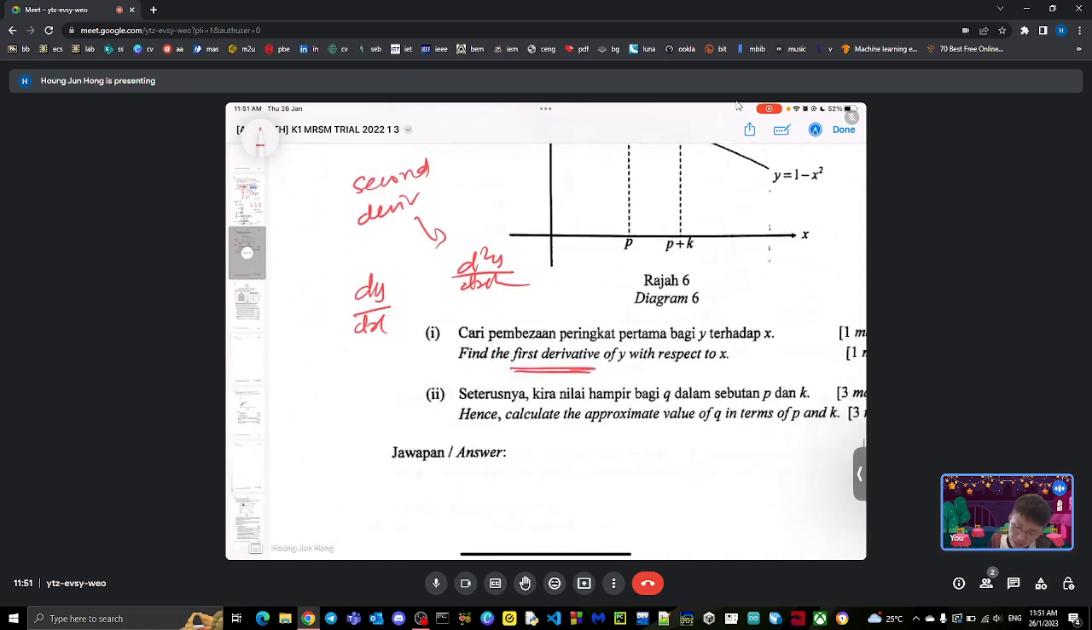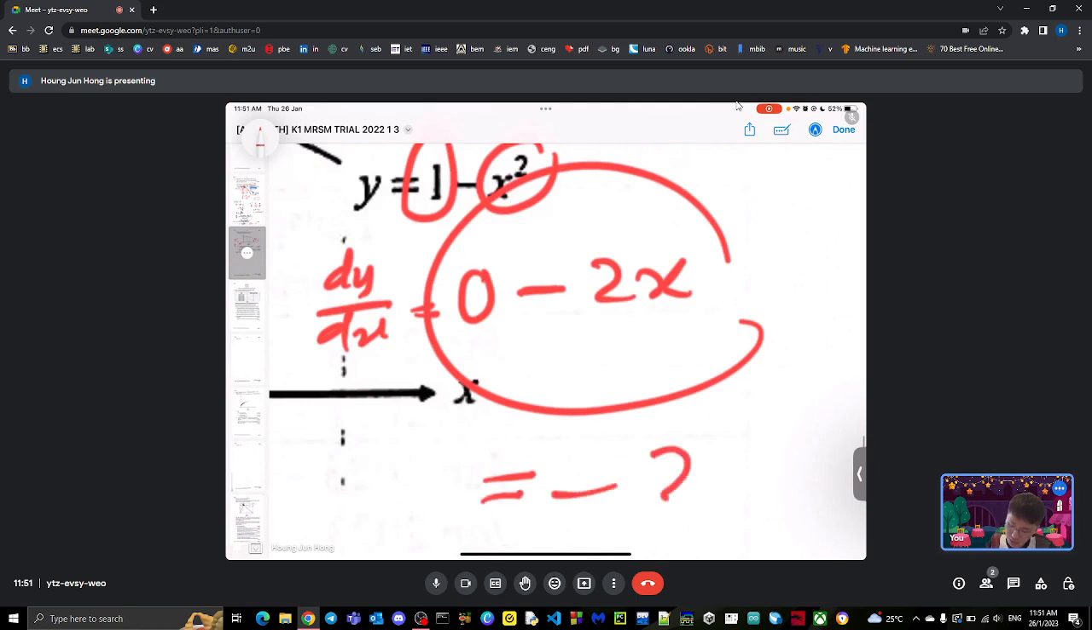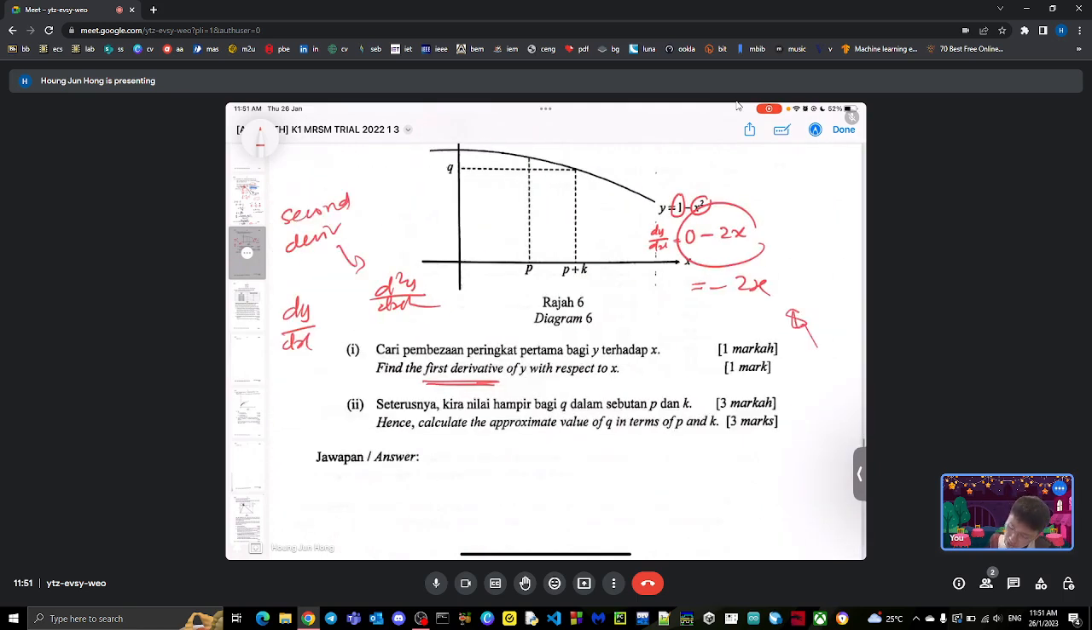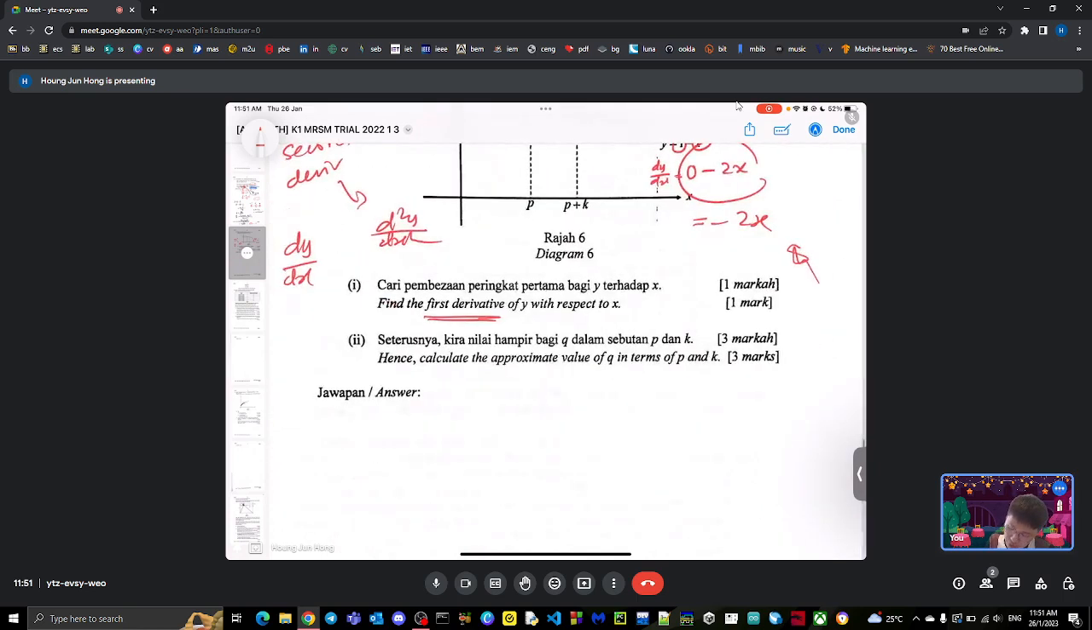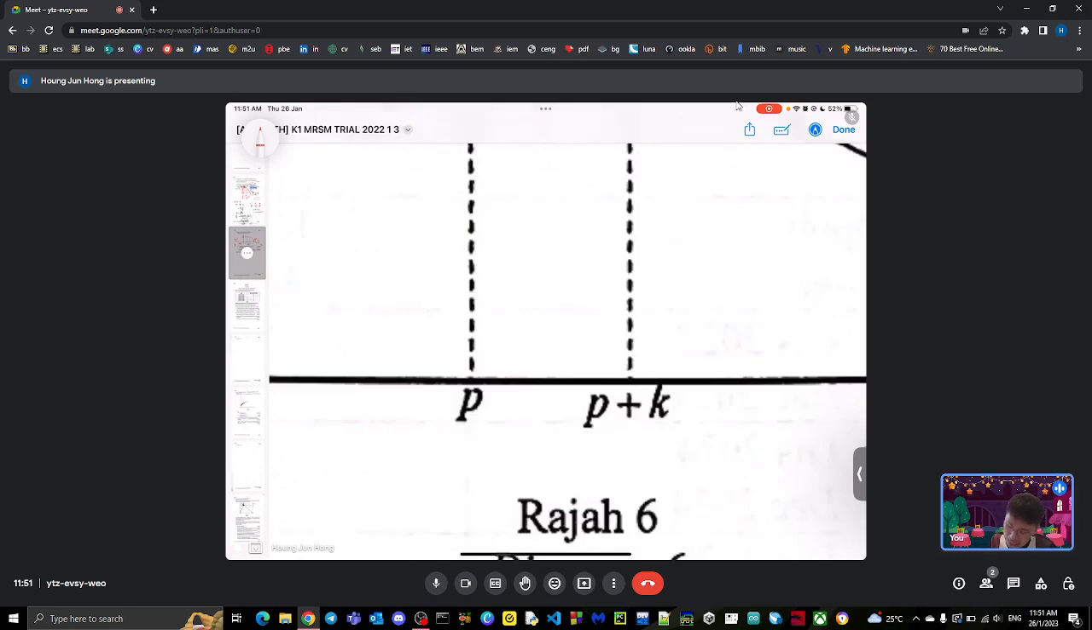Okay, so now in this case, let's do dy dx on this. Dy dx equals to, this one becomes 0, negative remain, 2x squared becomes 2x. So equal to -2x. Okay, yep. And now we want to find the approximate value of q in terms of p and k. In another word, as you can see, there's a slight change when p changes from p to p plus k. So there's a change of k here.